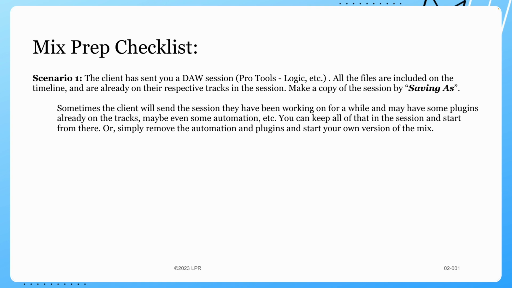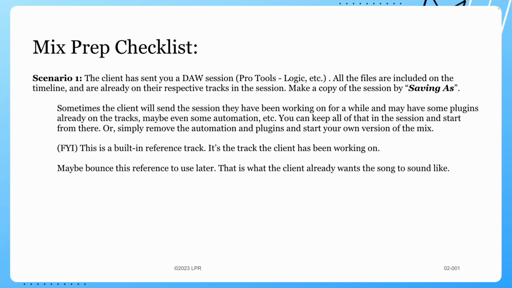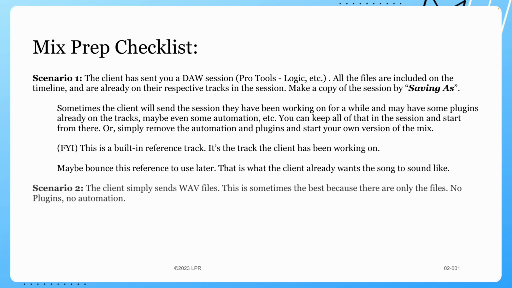Sometimes the client will send you the session they've been working on for a while, and they might have some plugins already on the track. They might have some automation on there. Look, you can keep all that in the session and start from there, or simply remove the automation and plugins. Start with your own version of the mix. Look, understand this, man. That is a built-in reference track. The client has been working on the song for however long. I would bounce this reference track to use it later if you do want to strip the session of everything. Bounce that track so that you have a reference of what the client already wants the song to sound like.